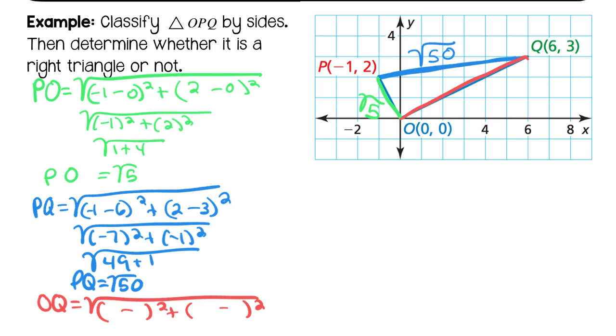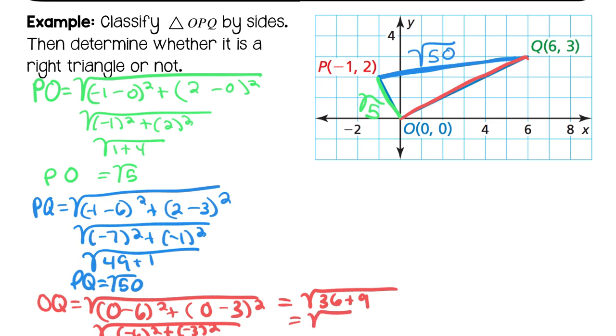So the distance between 0 and 6 using our x's, our y's are 0 and 3. So we end up getting the square root of 36 plus 9, right? -6 squared is 36, -3 squared is 9. So we get the square root of 45.